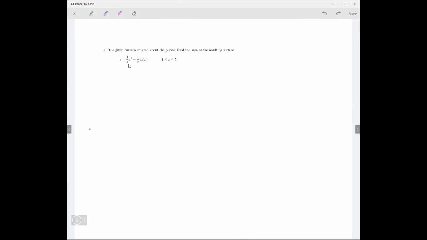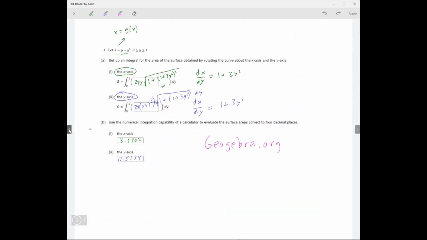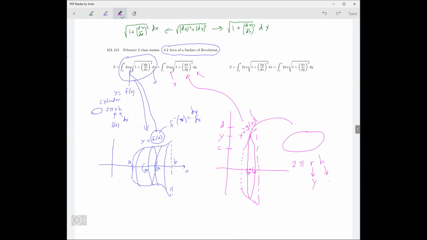And we have this right here. We have y equals, and we're integrating in x. Okay, so if we're rotating about the y-axis, let me just make a note right here. These formulas here are for rotating about the y-axis. And these formulas are for rotating about the x-axis. So here we're rotating about the y-axis.